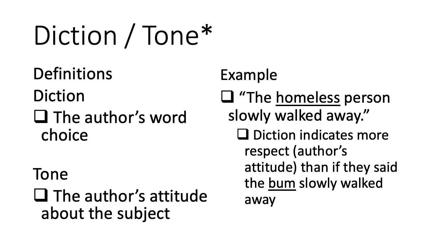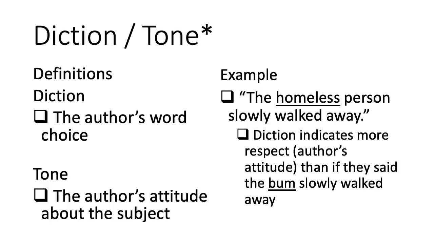Diction and tone, both incredibly important here to understand. Diction, of course, is the author's word choice, where tone is more about how the author feels about the subject. What is their attitude towards it? So, in The Boxman, the story you're going to be reading today, the homeless person is literally named the Boxman. That's a title. It's a way of indicating status and the fact that they appreciate and respect this person.